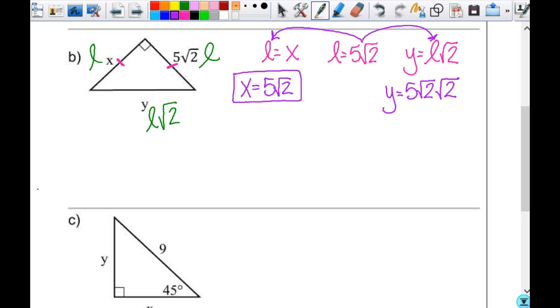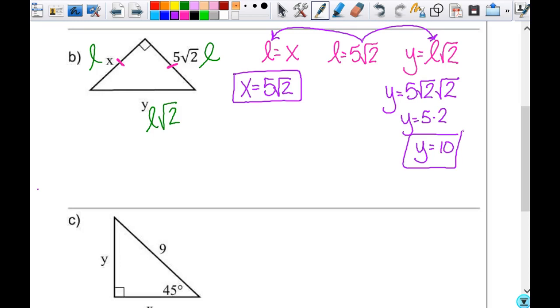Okay, so what's the square root of 2 times the square root of 2, Santos? 2, all right? So that would give me Y equals 5 times 2, and then what's 5 times 2? 10. Okay, square root of 2 times the square root of 2 is 2, because the square root of a monkey times the square root of a monkey is a monkey, right? And then you just get 2 times 5.